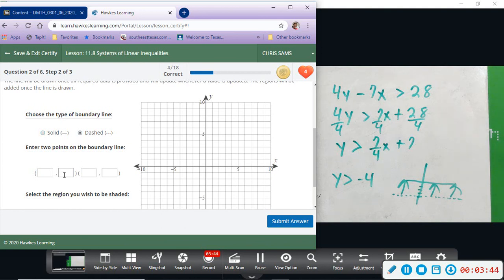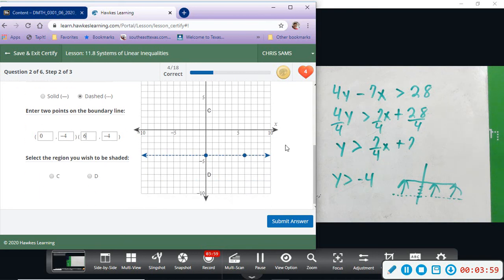This time I'm going to put negative 4 for the y value. X can be anything we want. So we'll just put 0 and 6. Okay. And you get that dashed line there. And then the section we shade is going to be C, above the line because y is greater than.